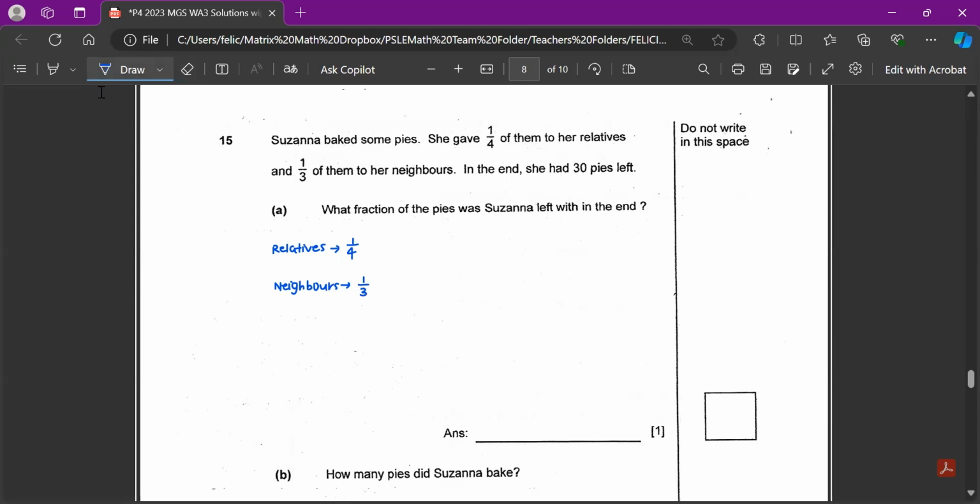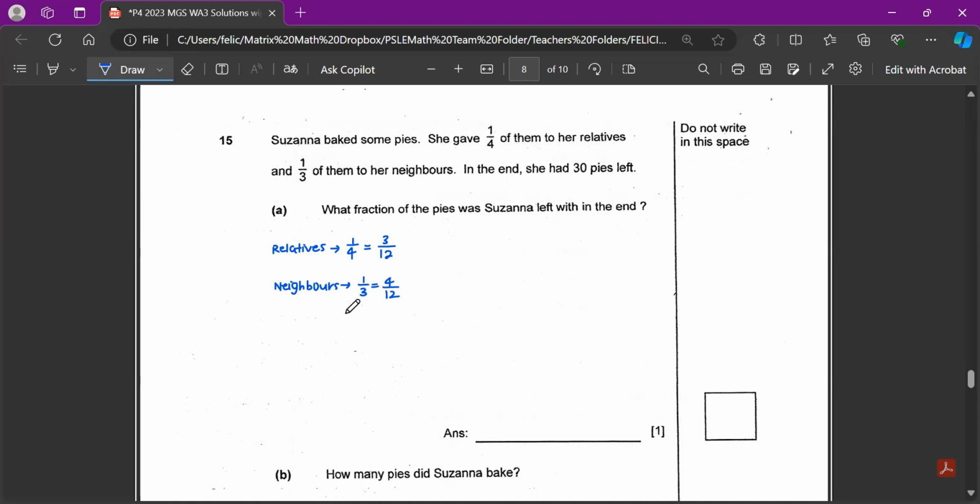Why do I say it's not necessary to draw a model? Because both denominators represent the same total pies that she baked at first. If you see the sentence structure, she gave 1/4 of them to her relatives. The word "of them" means the 4 units is the total pies at first. Same over here. She gave 1/3 of them to her neighbors. 1 is to her neighbors, 3 is the total she baked at first. So you can be sure about both denominators, no issues. You can proceed to make them the same. This is 3/12. This is 4/12. Again, you don't have to draw a model from here.